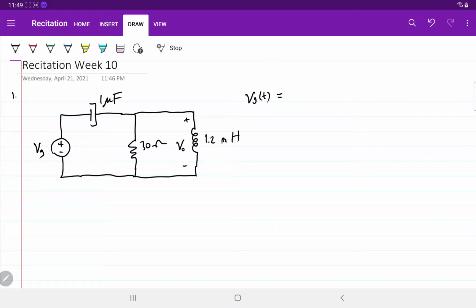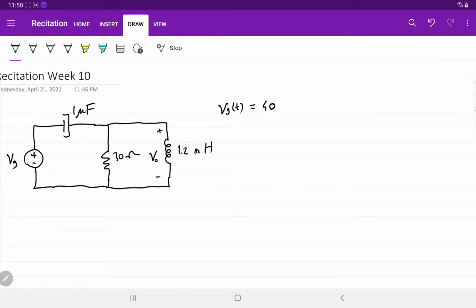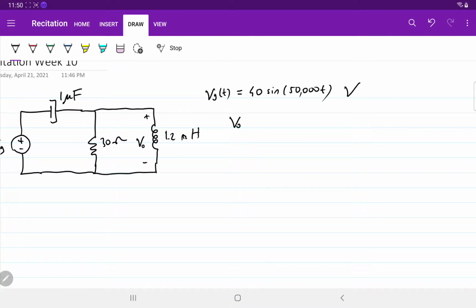instead of DC, right? So we have an AC voltage source, Vg of t, so we have t because it is actually time varying. The instantaneous voltage depends on the time. So Vg of t is 40 sine 50,000 t volt. Okay, and the question is, what is V0 of t?